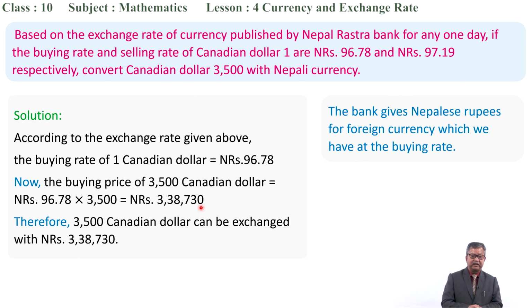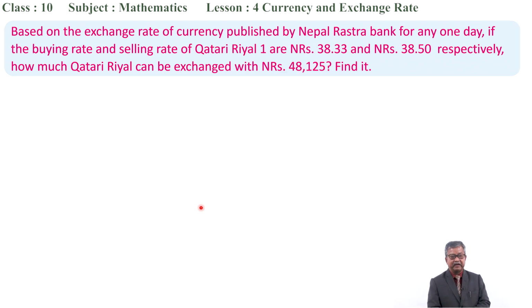So we can exchange. That means 3,500 Canadian dollars can be exchanged with Nepali rupees 3,38,730. Okay. Now next, see here. Based on the exchange rate of currency published by Nepal Rastra Bank of any one day, the buying rate and selling rate of 1 Qatari Riyal are Nepalese rupees 38.33 and Nepalese rupees 38.50 respectively. Here also the same: respectively means the first one is the buying rate and the second one is the selling rate.